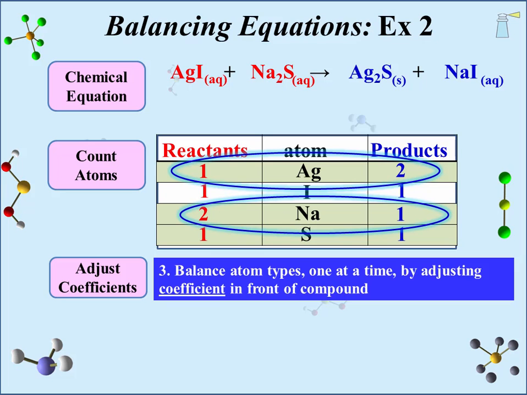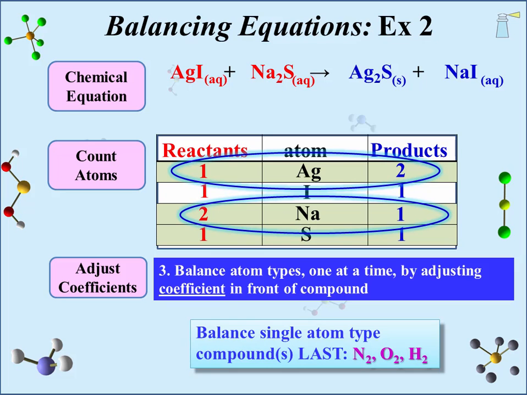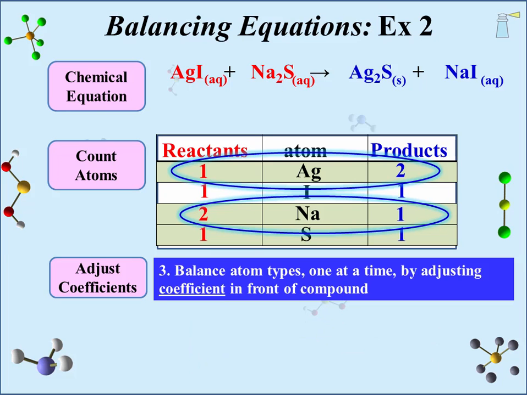Which atom should we balance first? A look at the tip with this step does not help since there are no single atom type compounds with these elements. So, which atom type should be balanced first? Generally, one looks at the equation and chooses the easiest atom type to balance. Unfortunately, this particular suggestion is not very helpful since both atom types look equally as difficult or as easy to balance. Let's just take the top one, silver.